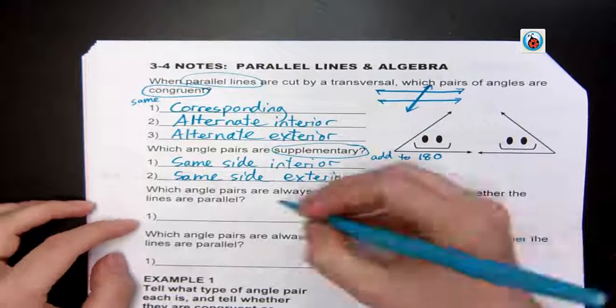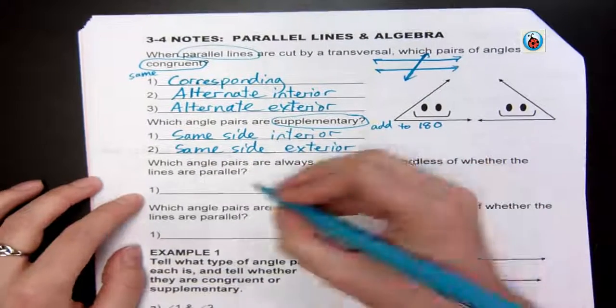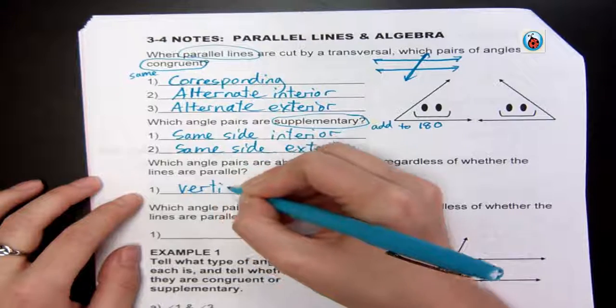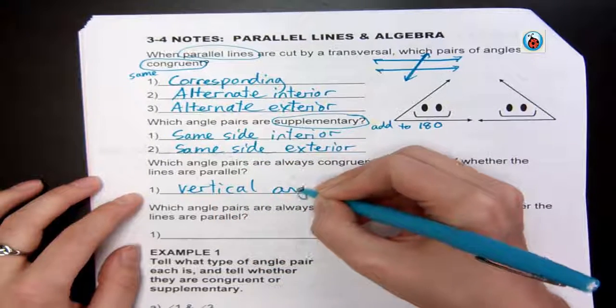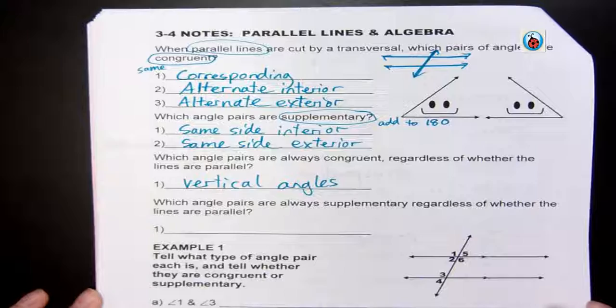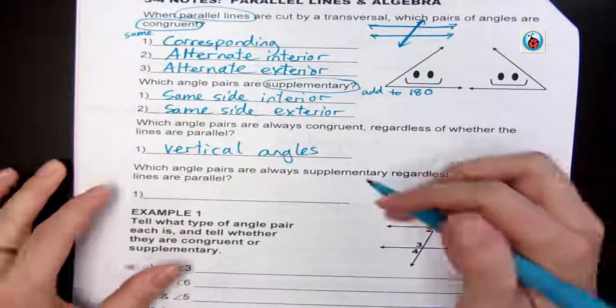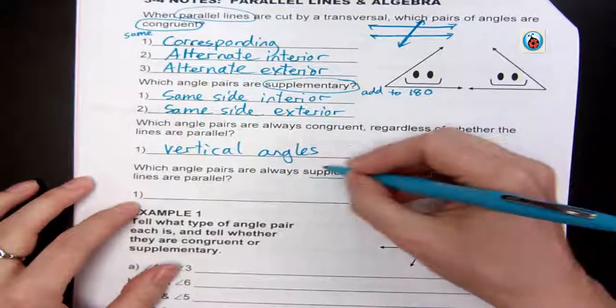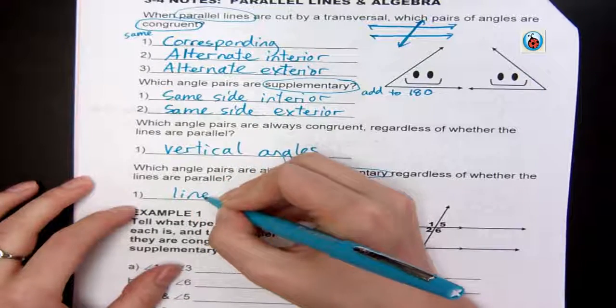Okay, regardless of whether the lines are parallel, we still have vertical angles. And regardless of whether the lines are parallel, we always have the supplementary linear pair.